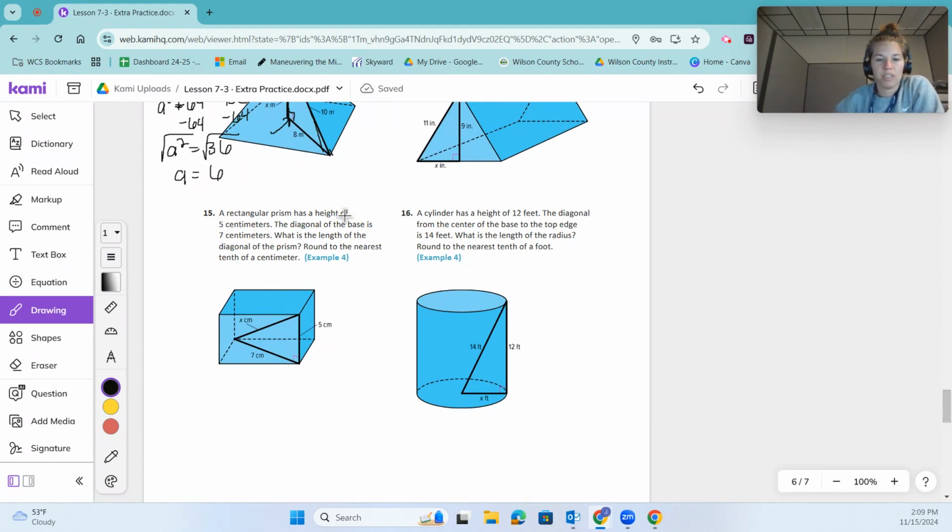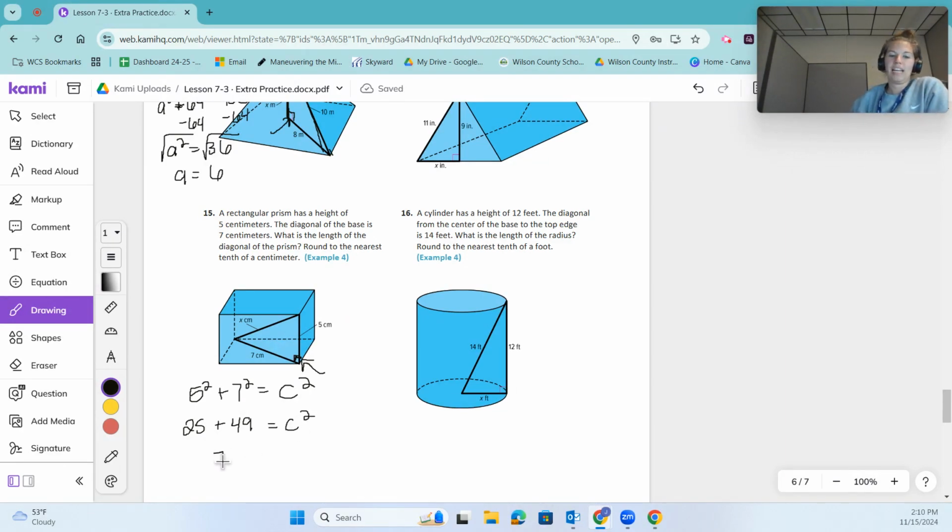A rectangular prism has a height of 5 centimeters. The diagonal of the base is 7 centimeters. Okay, what is the length of the diagonal of the prism? Round to the nearest. So you can see in this label, 7 goes all the way across the bottom, but your 90-degree angle we're looking at is right here, which means 5 and 7 are both legs. So I have 5 squared plus 7 squared equals c squared. 25 plus 49 equals c squared.